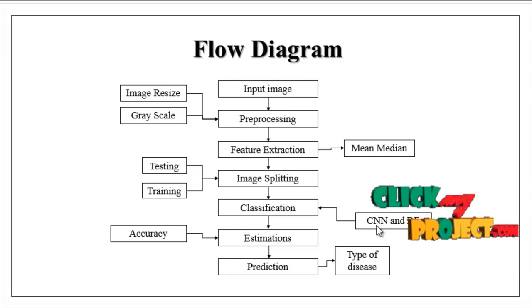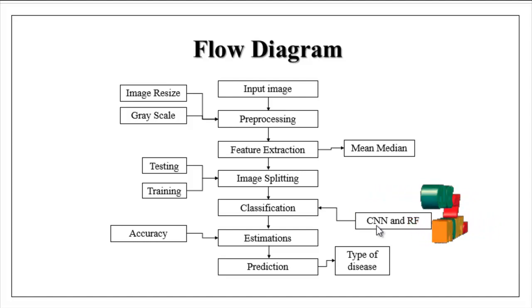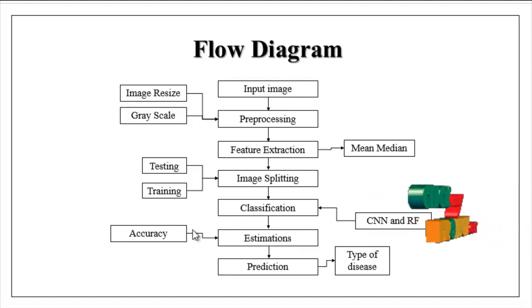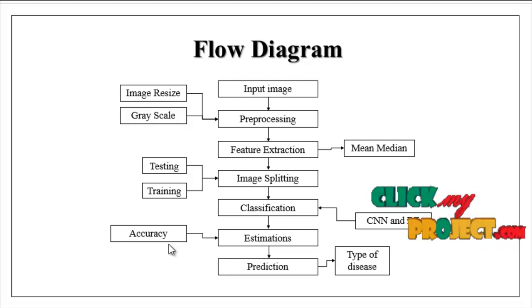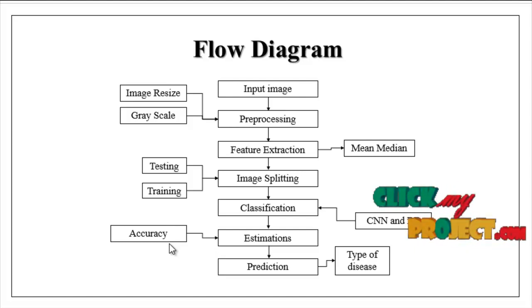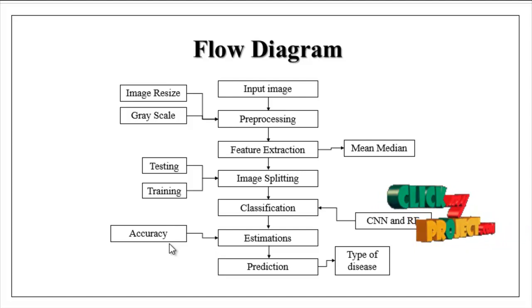In this step, we implement a CNN and random forest. With the help of these two algorithms, we can estimate the accuracy. Then finally we can predict what type of disease has occurred in the human nail. So this is the flow, and based on this flow, the project is implemented.